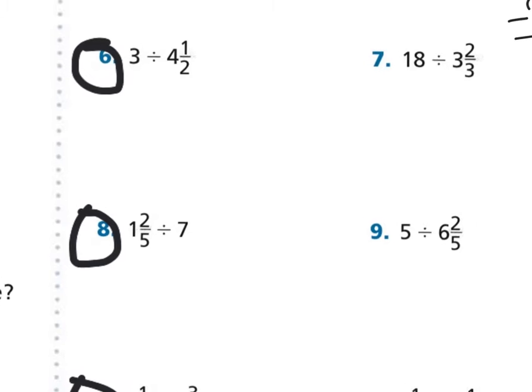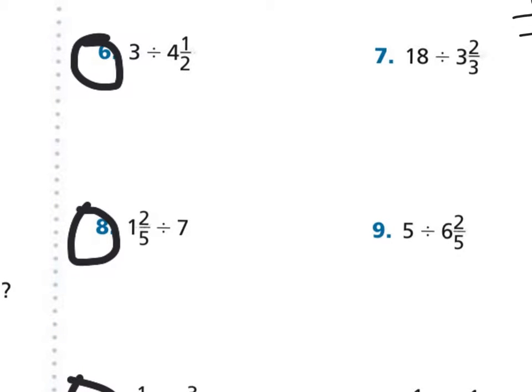We look at number 6. We've got 3 divided by 4 1/2. So same idea. We're going to change these to improper fractions. The 3 actually we have as a whole number. Anytime if you have a whole number, you can always put it over a 1 because 3 divided by 1 is the same as 3. We'll go ahead and change the 4 1/2 to an improper fraction. So as an improper fraction, that would be 9/2.